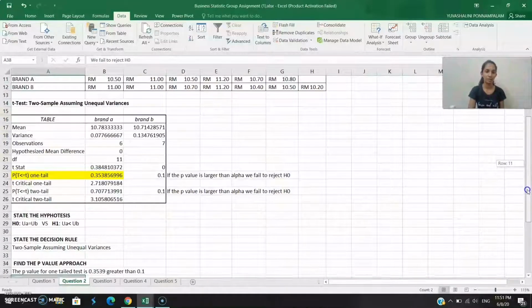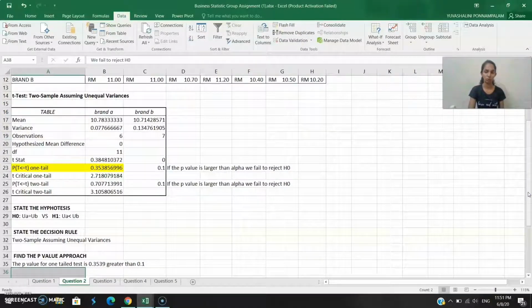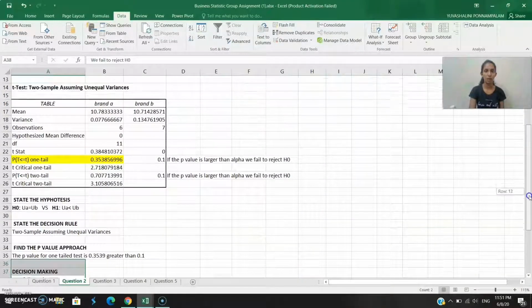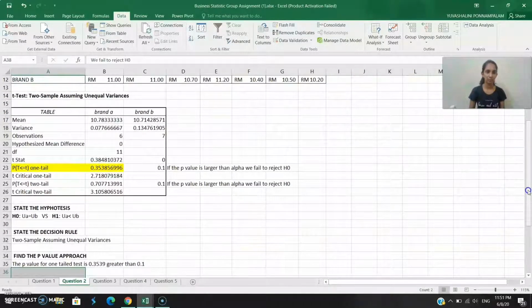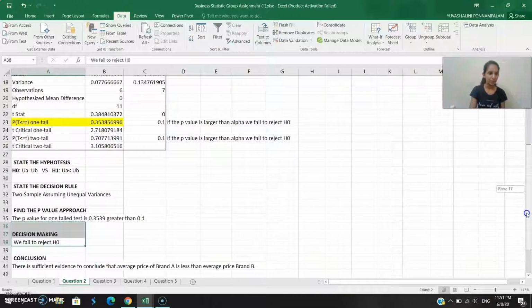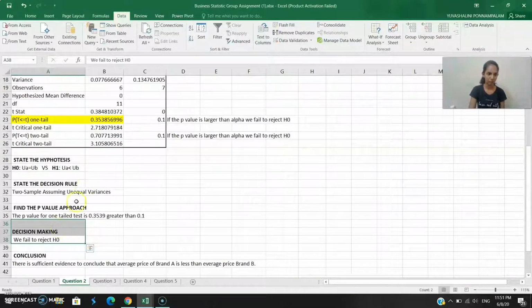The first step is the H0, which is mu A equals mu B, versus the H1, which is mu A less than mu B. The second step is to state the decision rule. So I've used the t-test, two-sample assuming unequal variances, to solve the problem. And the third step is to find the p-value approach.